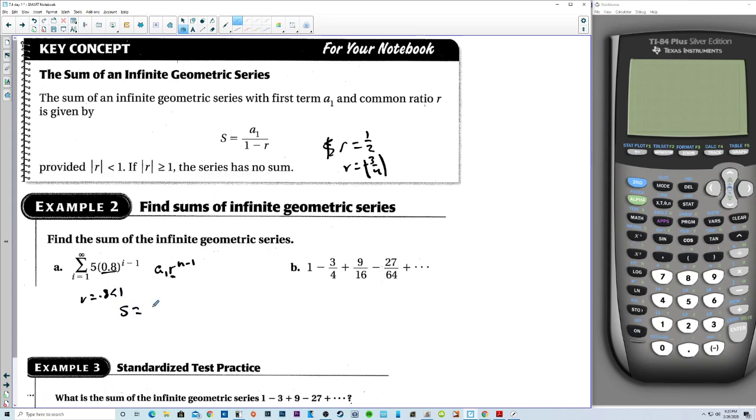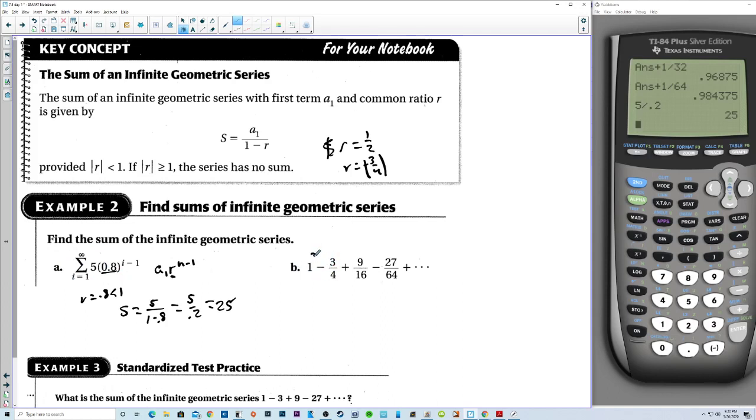So the sum is a sub 1, which if we plug 1 in, 0.8 to the 0 is 1 times 5. So a sub 1 is 5 over 1 minus 0.8. Now that's 5 over 0.2. If we take 5 divided by 0.2, we get 25. So this infinite geometric sum will never get over 25. It will infinitely approach 25.